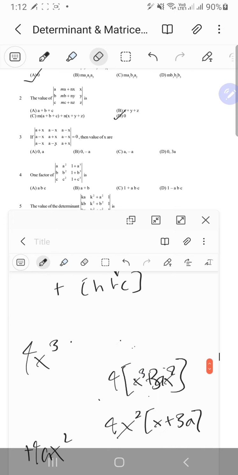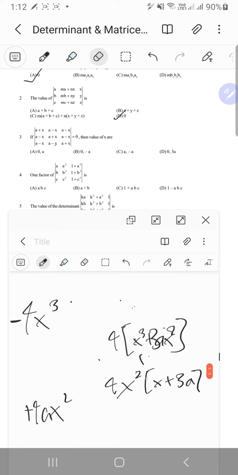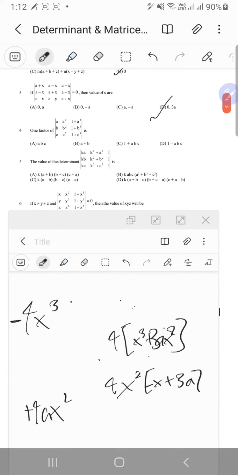That's nice, right? Oh no, this should be minus 4. This should be minus 4 over there. Yeah, that's nice. So this will be minus x over there. So 3a would be the other solution. So 4x squared and 3a minus x. Cool. So 0 and 3a. Go to the next question.